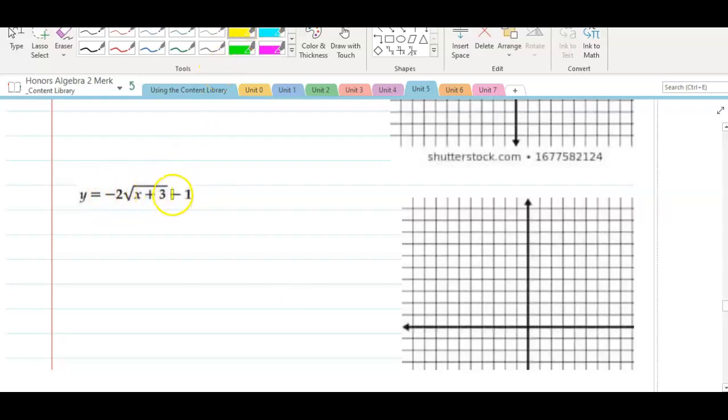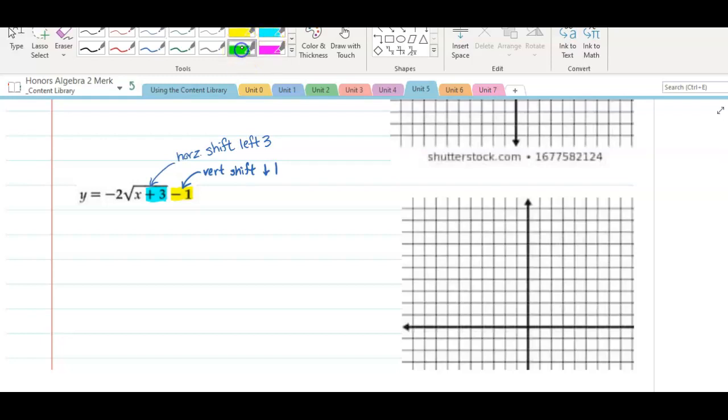We know that subtracting a number outside is going to cause a vertical translation, a vertical shift down 1. We know that adding 3 inside, as we've just discussed, means there's a horizontal shift. Remember, we do the opposite: left 3.